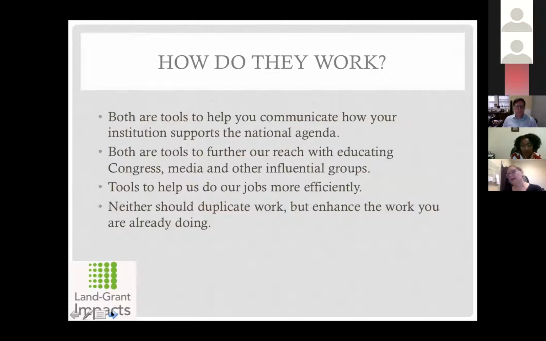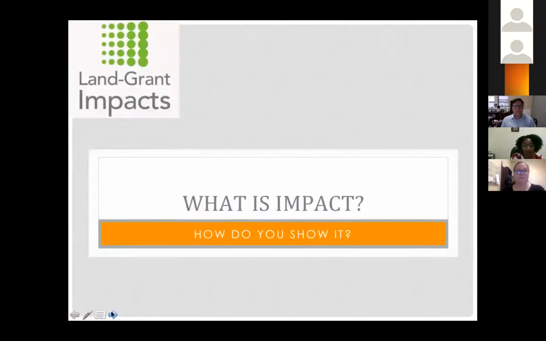So if you're creating a report for your local congressional delegation on what you're doing, let's say on water quality or water protection, there are fact sheets and stories within the landgrantimpacts.org site that you can go and download. So you can say, this is what we're doing at our institution, this is what we're doing for our state, and this is what we are doing along with other land-grant universities across the country in a national effort to improve this issue.